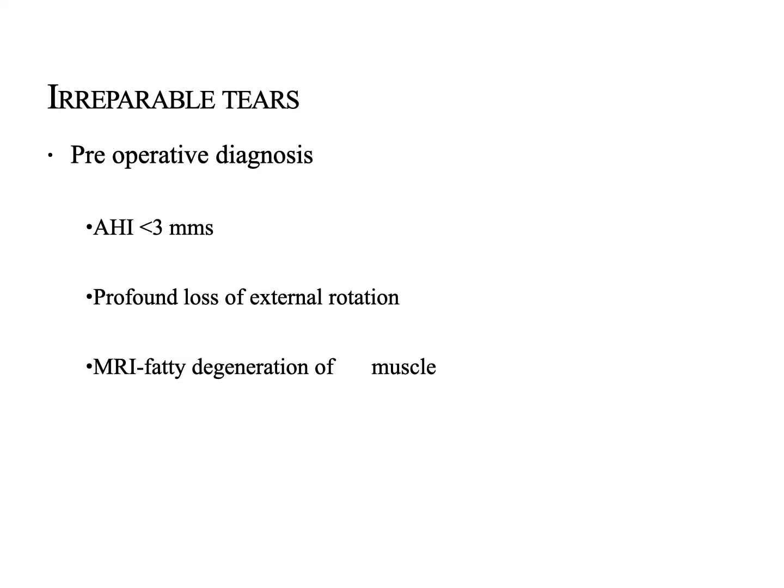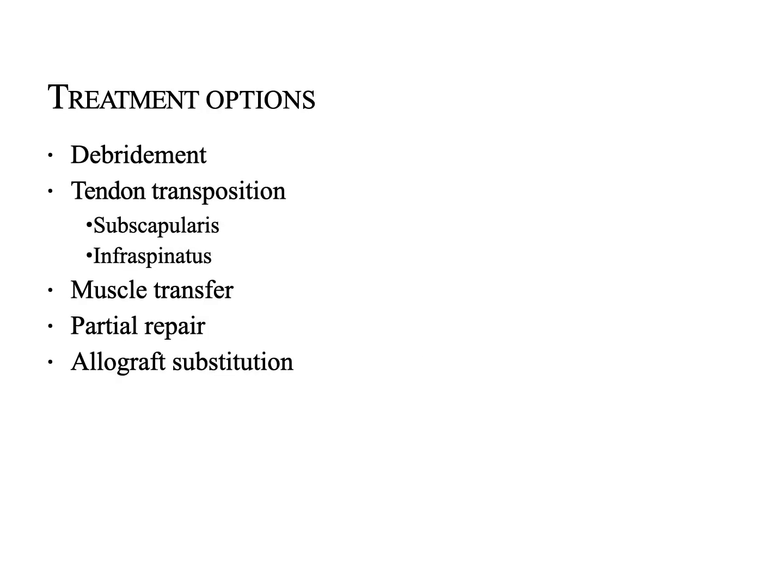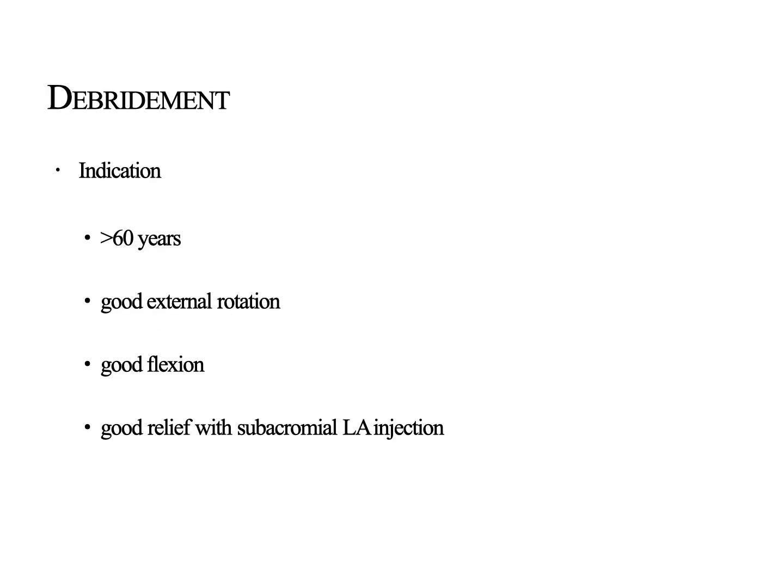Our last topic is irreparable tears. Preoperative diagnosis for irreparable tears includes an AHI index less than 3 millimeters and profound loss of external rotation. On MRI, we see fatty degeneration of the muscle. Treatment options include debridement, tendon transposition of subscapularis or infraspinatus, muscle transfer, partial repair, or allograft substitution.